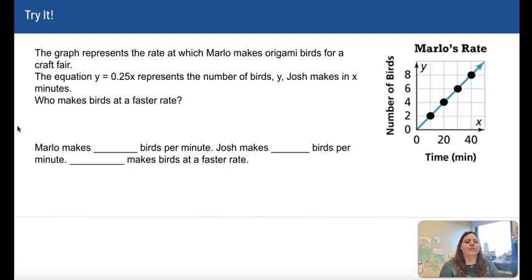The answer here, well, Josh is going to make 0.25 birds per minute, and when we look at Marlo's rate, he's going to make 2 birds in 10 minutes, so he is making 1 bird every 5 minutes, or if we bring that down to birds per minute, 1 bird in 5 minutes is going to be 0.2. So this is going to be 0.2, 0.25, and the answer here is that Josh is going faster.